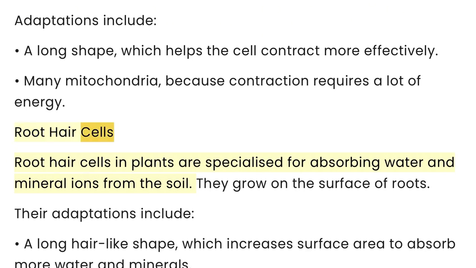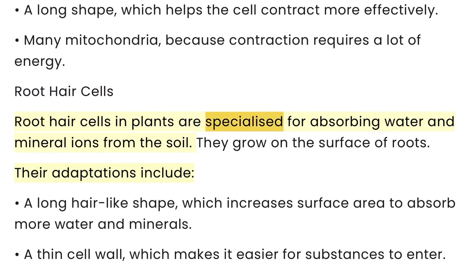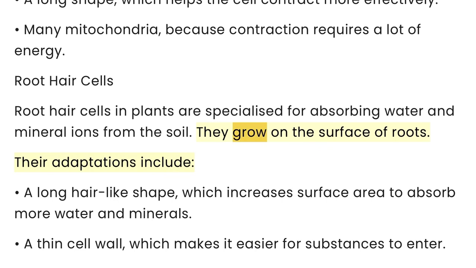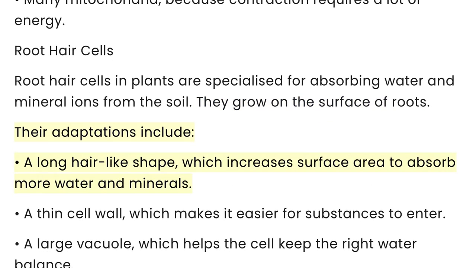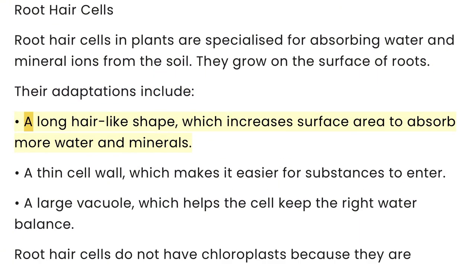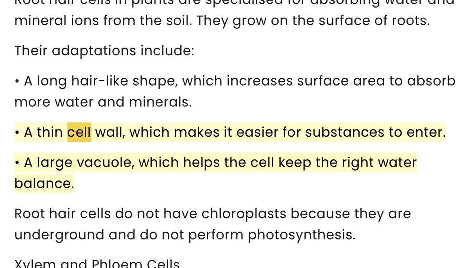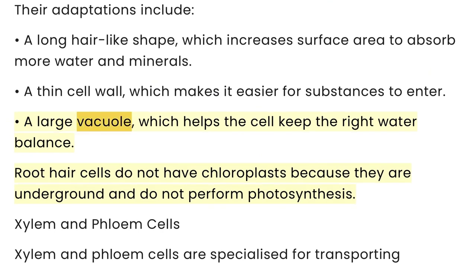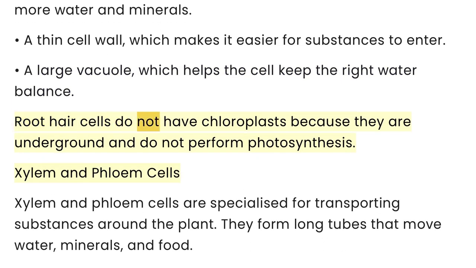Root hair cells. Root hair cells in plants are specialized for absorbing water and mineral ions from the soil. They grow on the surface of roots. Their adaptations include a long hair-like shape, which increases surface area to absorb more water and minerals, a thin cell wall, which makes it easier for substances to enter, and a large vacuole, which helps the cell keep the right water balance. Root hair cells do not have chloroplasts because they are underground and do not perform photosynthesis.